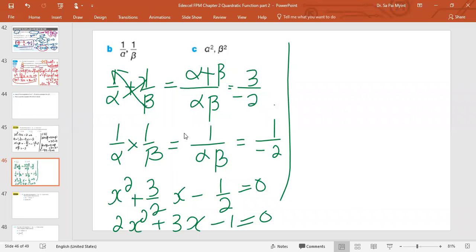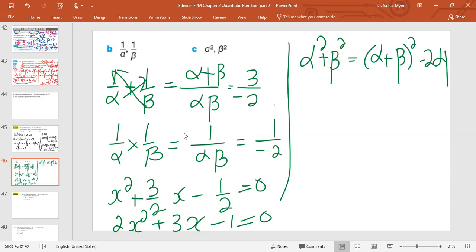Okay, how about C? Alpha square, beta square. So we need to find alpha square plus beta square first. How do you find it? Formula you need to remember: alpha plus beta, the whole square, minus 2 alpha beta.